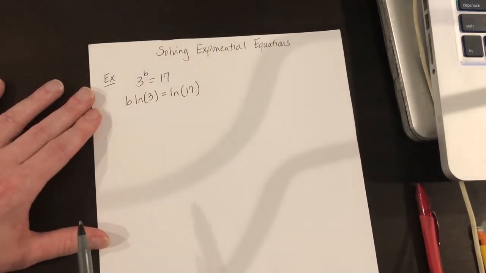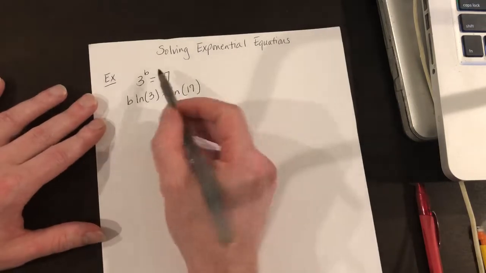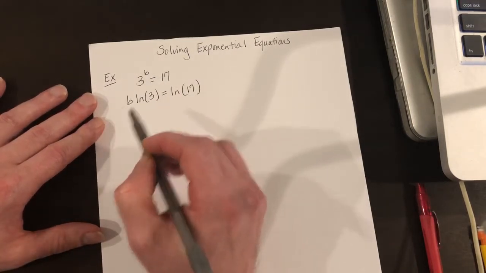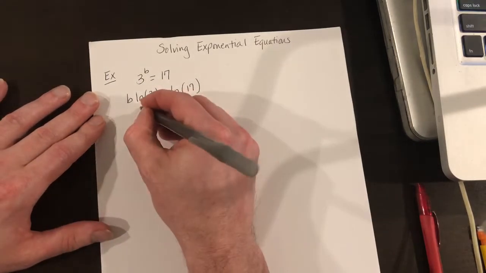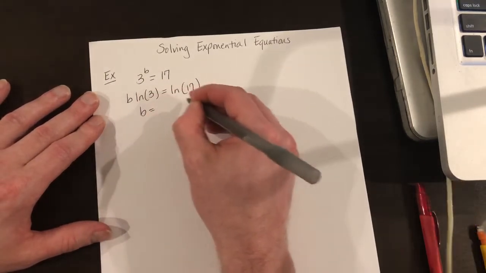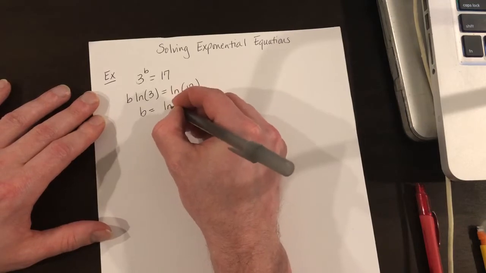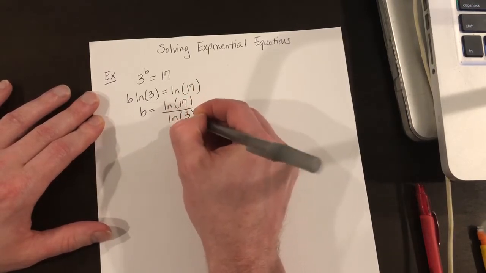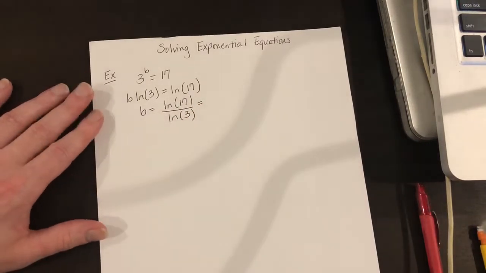Okay, so remember before the break, we said that property of natural logs is we take the exponent, we can put it in front. Okay, now our goal is to just solve for b. And so we're going to divide both sides by natural log of 3. So it's natural log of 17 over natural log of 3. Now, we're going to leave it like that. We're going to put in the calculator.